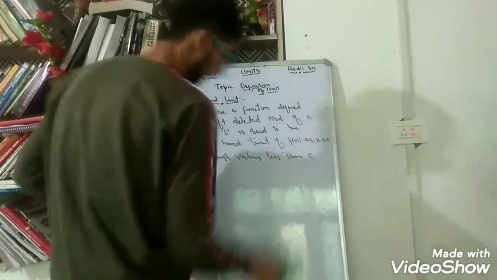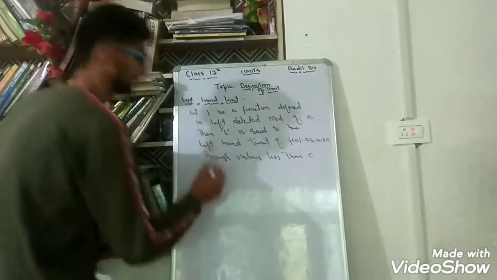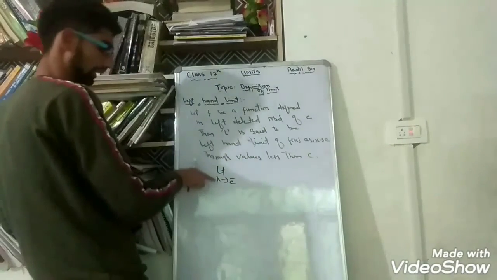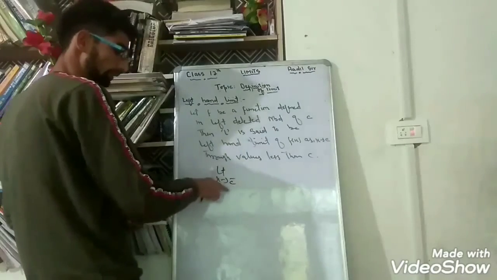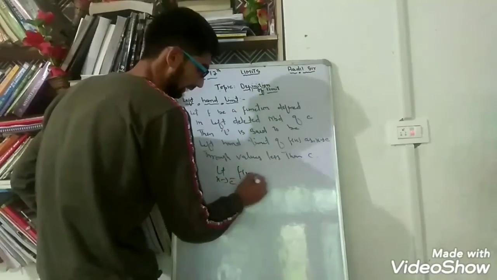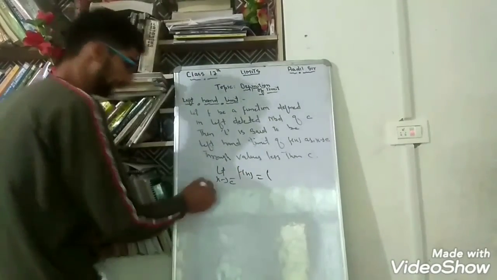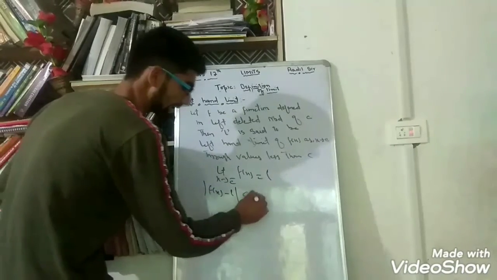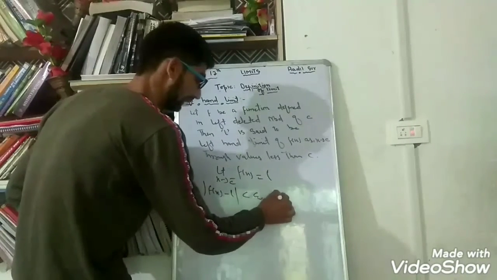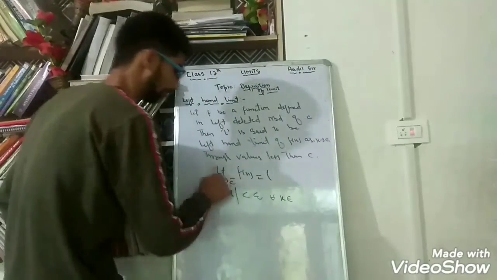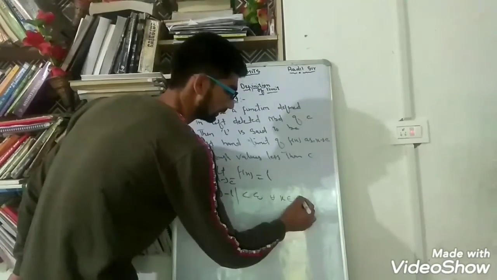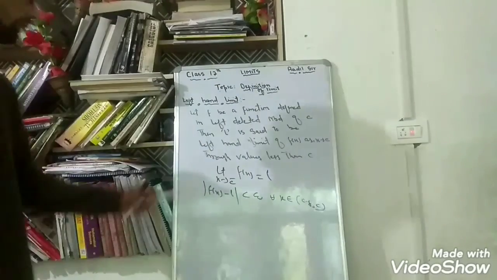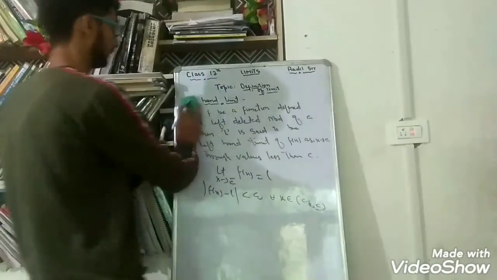So this is the definition of left hand limit, and we write it as the limit as x tends to c from the left of f of x equals L, or we write |f(x) - L| is less than epsilon for all x belonging to the left neighborhood, that is (c minus delta, c). Similarly, after that we can define the right hand limit.